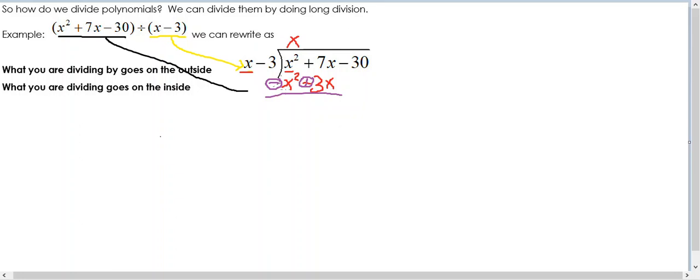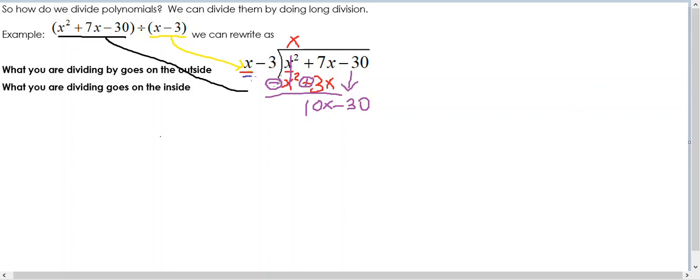X squared minus x squared is 0. They cancel out. That's what we want. 7x plus 3x is 10x. Alright, so that gives me 10x. Now I can bring down what's left over. So what's left over is minus 30. Alright, so now I go back to my first term.